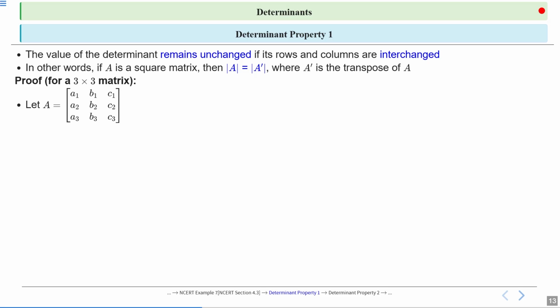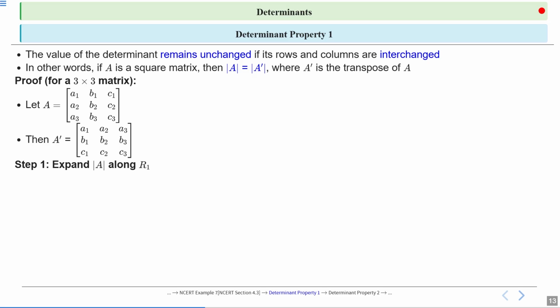Just consider a general matrix of order 3 cross 3, with elements a1 b1 c1, a2 b2 c2, a3 b3 c3. When we transpose it, the row a1 b1 c1 becomes its first column, that is a1 b1 c1. The second row of matrix A becomes the second column of the transpose matrix, that is a2 b2 c2, and the third row of matrix A becomes the third column of the matrix A transpose, that is a3 b3 c3.